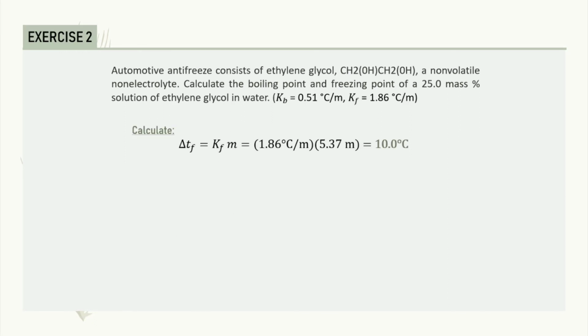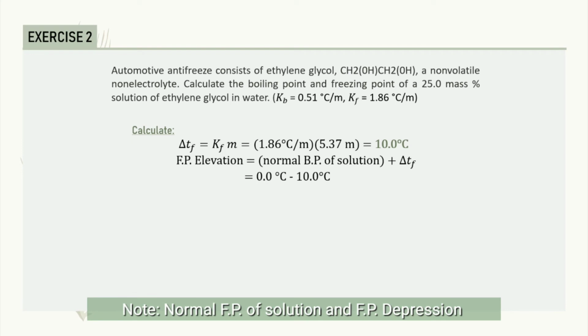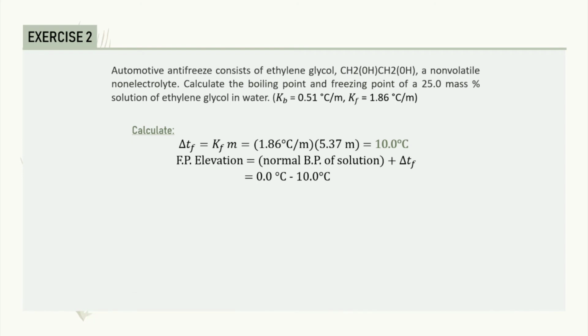Freezing point depression is equal to 1.86 degrees Celsius per molal times 5.37 molal, which is equal to 10 degrees Celsius. The normal freezing point of the solvent, which is 0 degrees Celsius, is decreased by the freezing point depression of ethylene glycol, which is 10 degrees Celsius. The freezing point of the solution is negative 10 degrees Celsius.